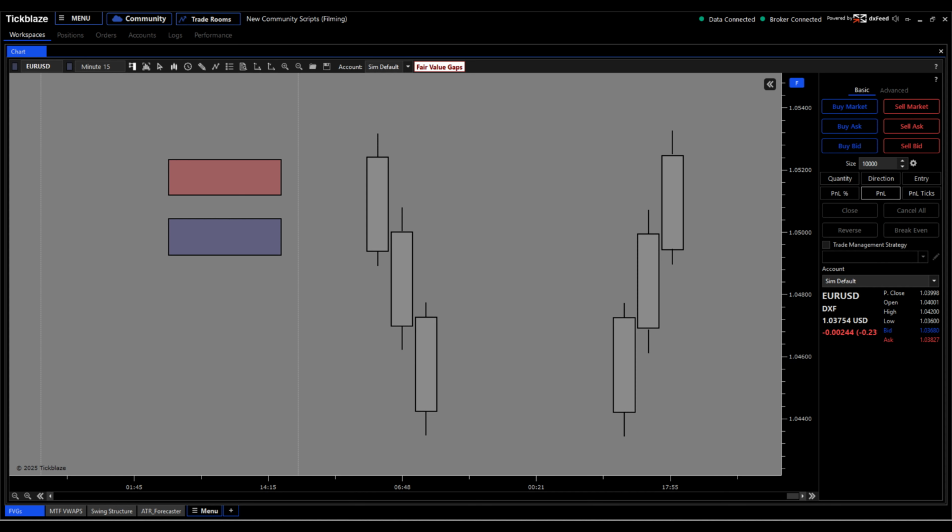Okay, traders, what I'd like to do in this video is teach you about fair value gaps. If you're new to fair value gaps, stick around because this is going to be a great primer for you. And what's really nice is that we've built an indicator called the Fair Value Gaps zoning software, and it's actually free inside of the Tickblaze community scripts section.